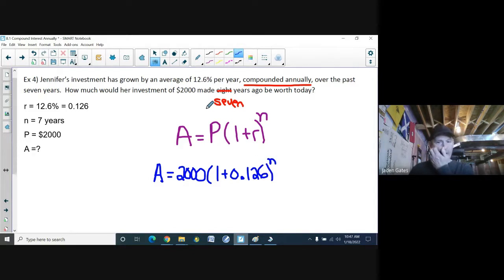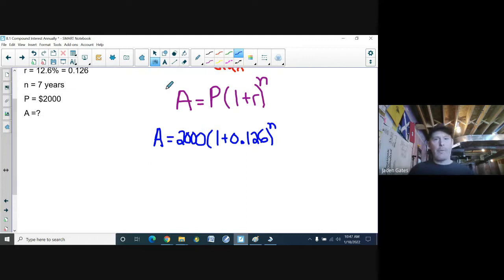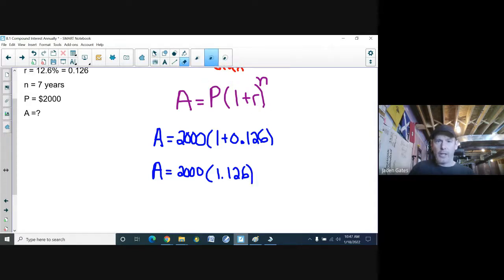All right, well, next up, I'm going to follow BEDMAS to solve. So we've got A is equal to 2,000. Brackets here, well, I take that 1 and add that. Well, I'm just going to have 1.126. And I forgot the fact that N here is 7. We're doing 7 years here. So put that there, which allows me to do my exponent.